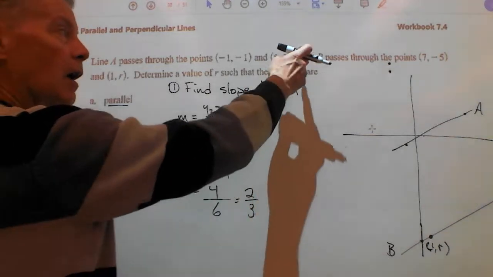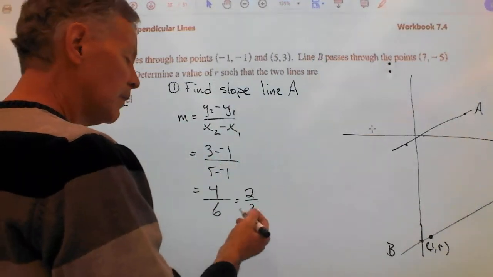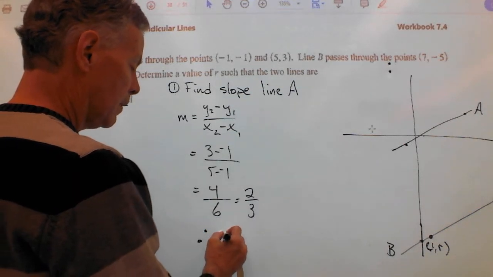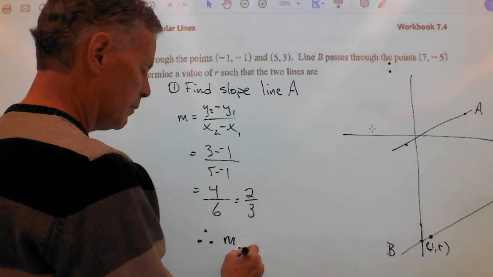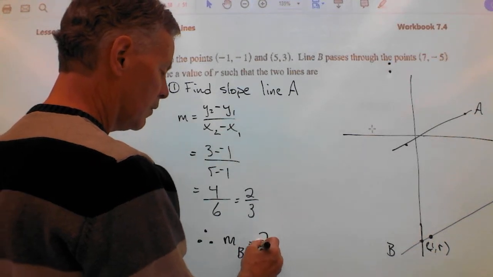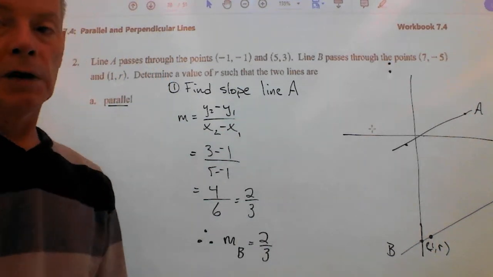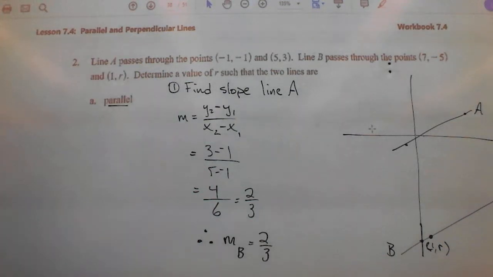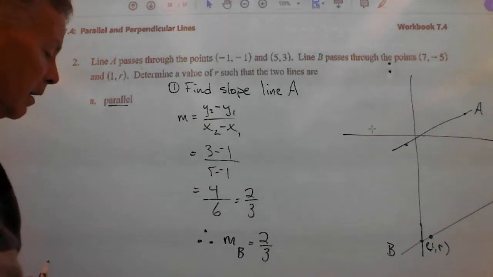We know that our line B is parallel, so we can say, therefore, slope of line B also equals 2 over 3, because they're parallel. Okay? So we found the slope of line A.